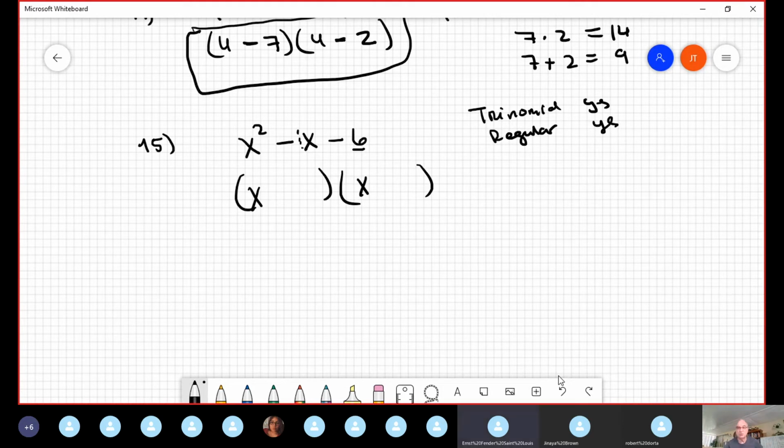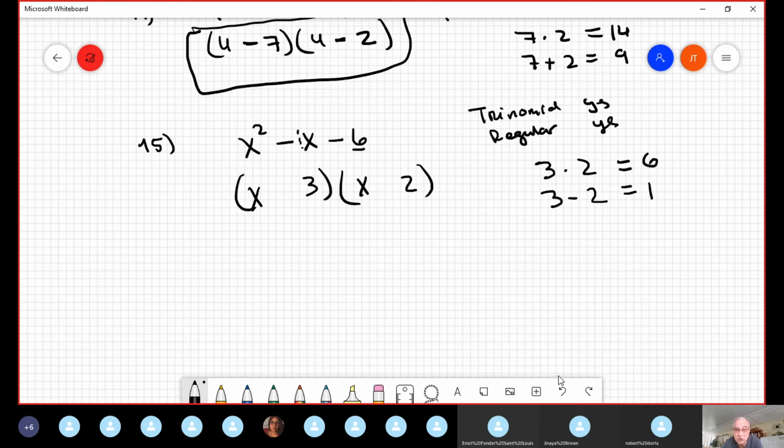Do you get the answer or no? What is the number? 3 and 2. The numbers are 3 and 2. 3 times 2 is 6, and 3 minus 2 is 1. I don't care about the sign, the sign is not important now. So you copy 3 and 2. Guys, I prefer to put the bigger first. I don't know why. Doesn't matter.